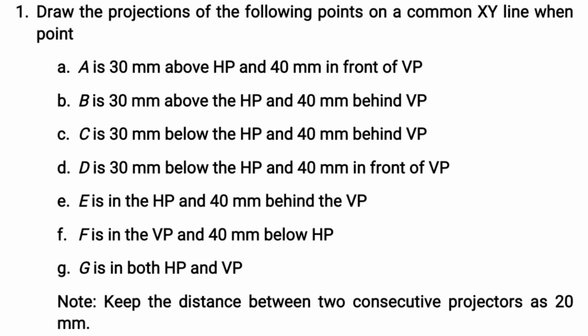So F part is in the VP and 40 mm below HP. So distance from VP is 0. Distance from HP is given to you, which is below HP 40 mm. Right. So the front view will be drawn vertically downwards from the XY line, and the top view will be on the XY line. Right. So let us draw it.